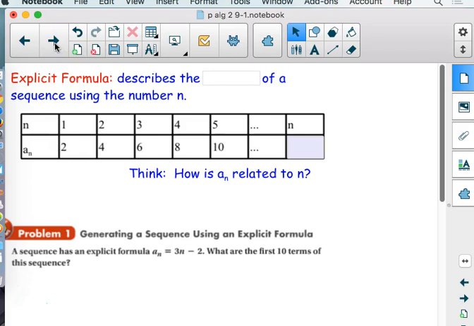Now, an explicit formula. Explicit means it's right there. You can't miss it. Explicit is, I come in and I say, hey, there's a desk here. I hope you're going, duh, it's a desk. That's explicit. It's kind of silly to even say it out loud because everybody knows it. An explicit formula describes the nth term, which means any term of the sequence.